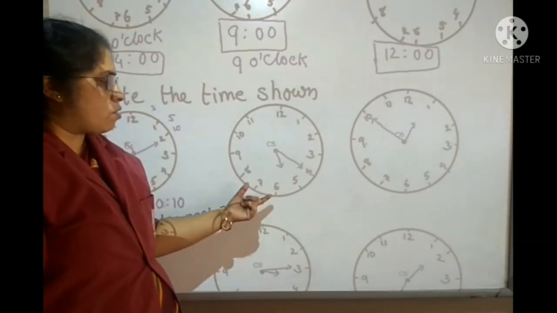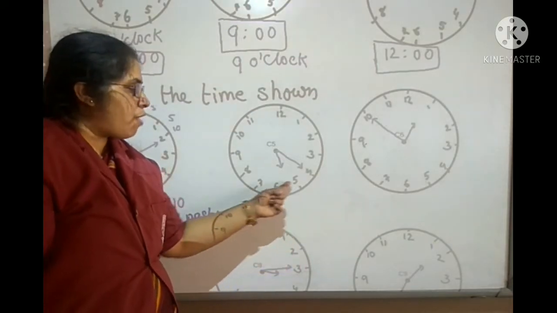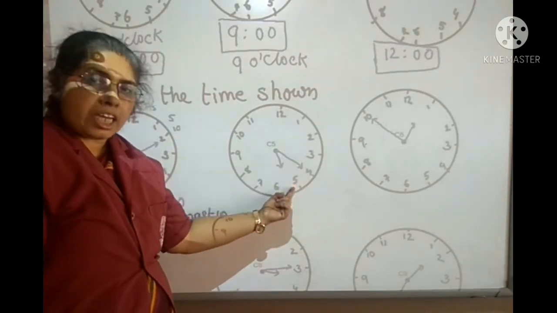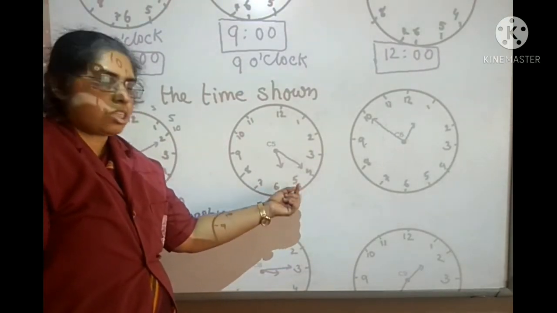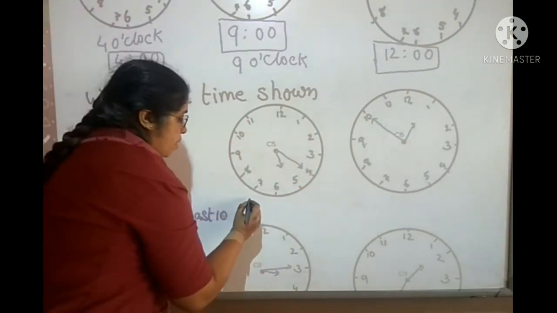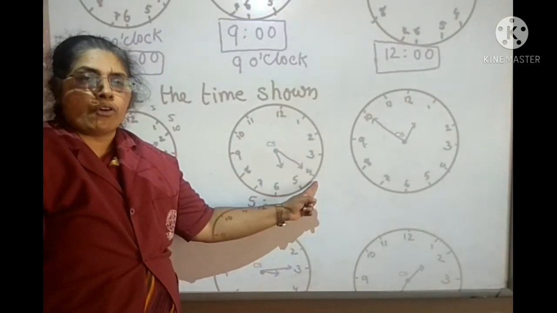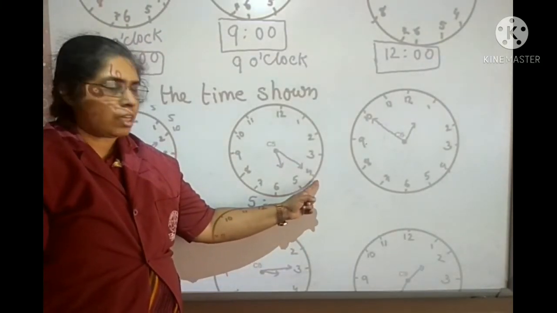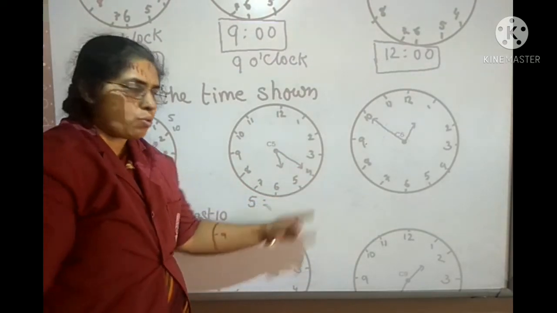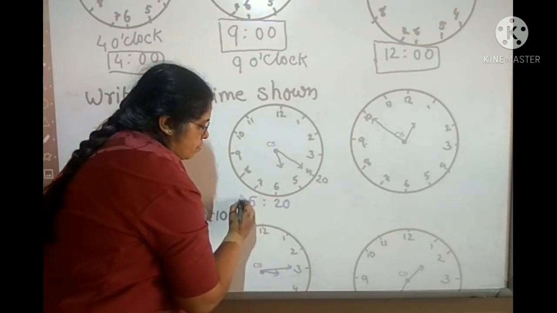Now the second one. You see the hour hand is between 5 and 6. So which number will you take? 5. We should be taking 5. Between 5 and 6 the hour hand should be taken as 5. And the minute hand is on 4. 4 5s are 20. The minute hand is on 4, that means 4 5s are 20. This comes 20 minutes. 5:20.